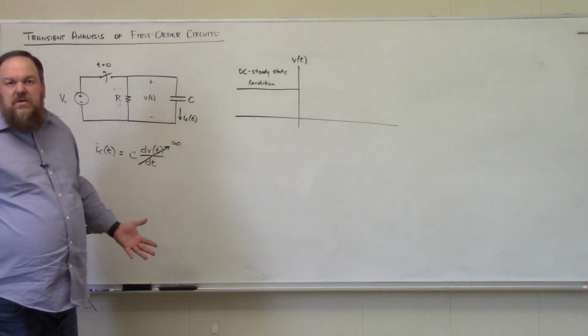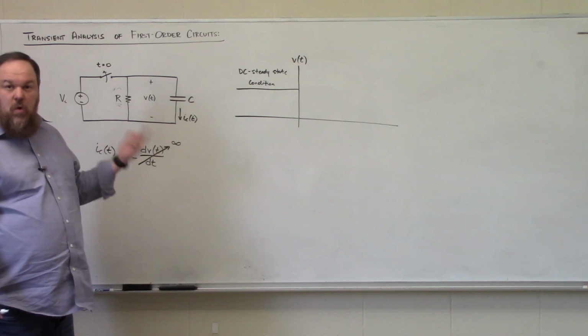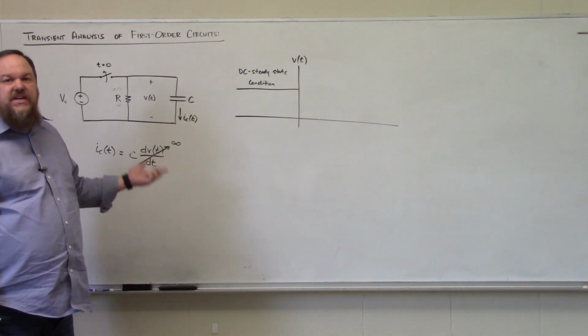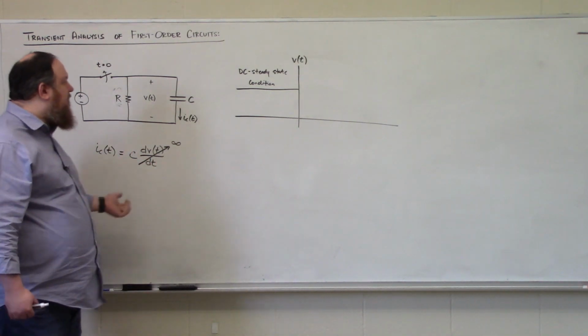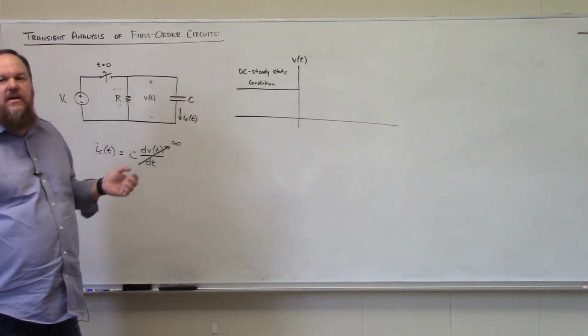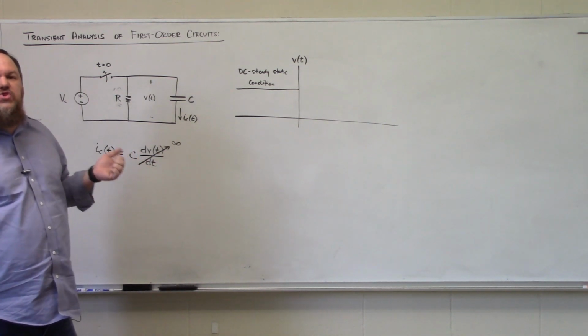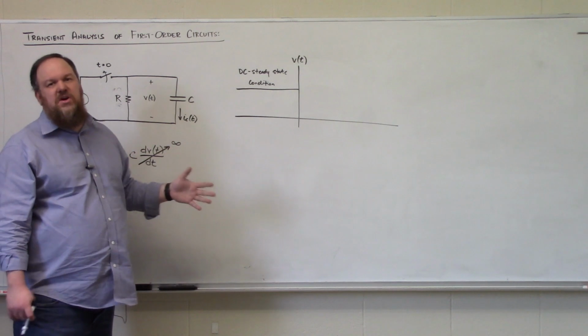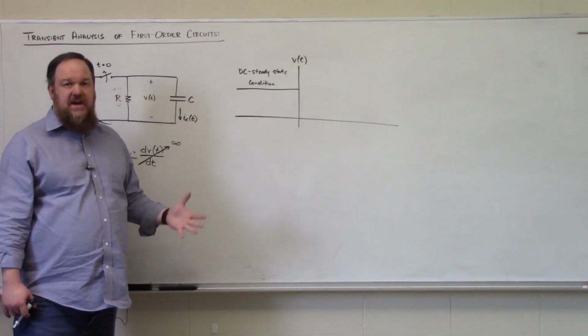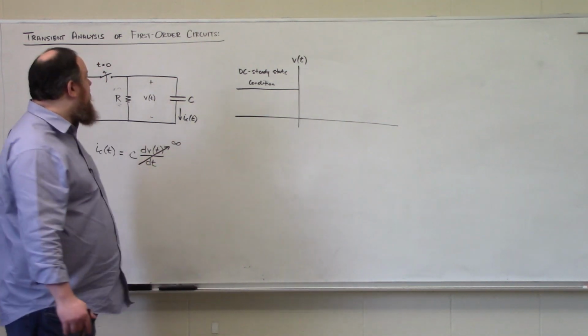Now you may say, well, what's really the problem with that? One, we can never actually achieve an infinite amount of current, right? An infinite amount of current would mean that we are required to transfer an infinite amount of charge in an infinitesimal amount of time, which cannot physically be done.